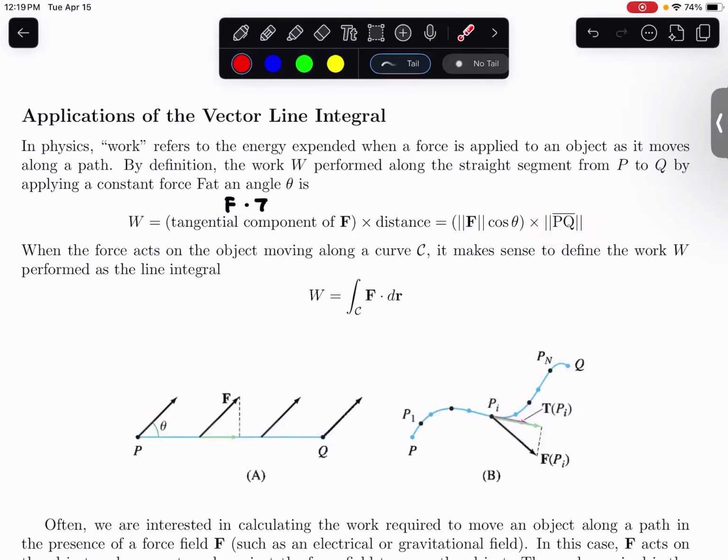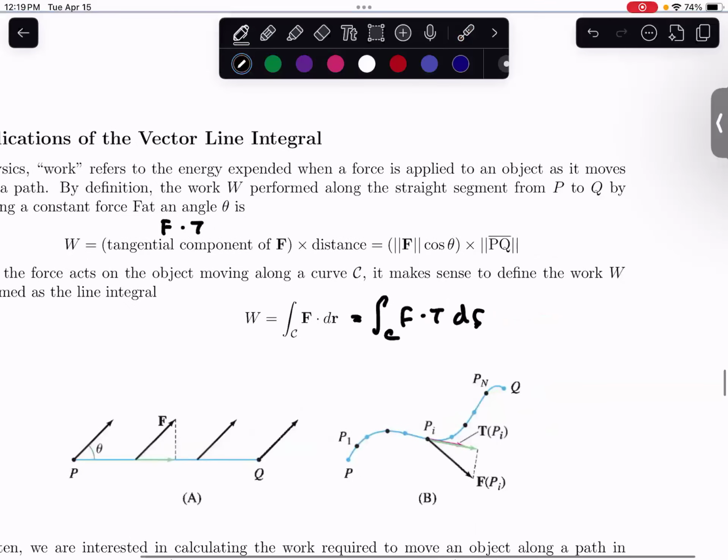And so you can go through that thought process, but what ultimately ends up happening is that when the force acts on the object moving along a curve C, it makes sense based off of this definition to define the work W performed as the following line integral. Because remember, this line integral is really just the same thing as integrating F dotted with T on the curve C with respect to the arc length, right? This is really how it's defined.